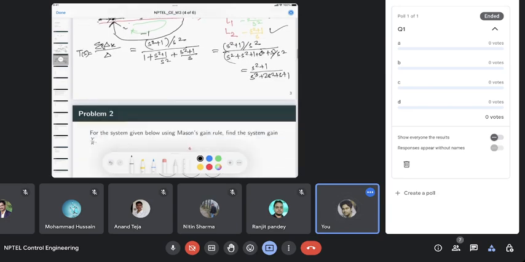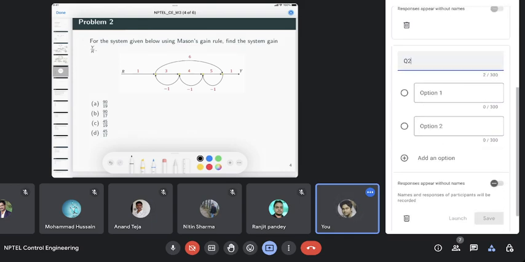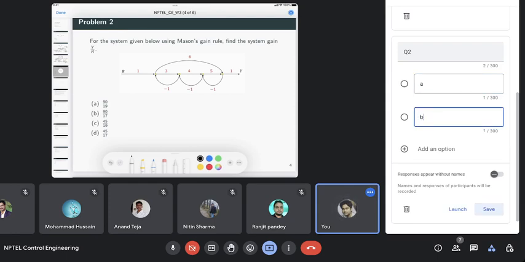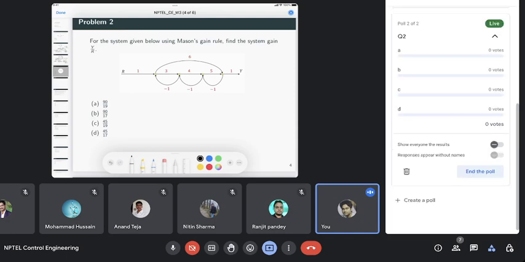Okay, so the next question is again you just use that Mason gain formula to find the gain, meaning the transfer function Y by R, for this signal flow graph. So you can answer through a poll. I am starting, then we'll discuss. Answer through a poll. Just identify the forward paths and the loops, then it is clear, right? Just use that formula.